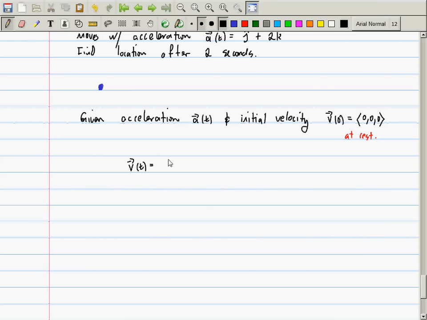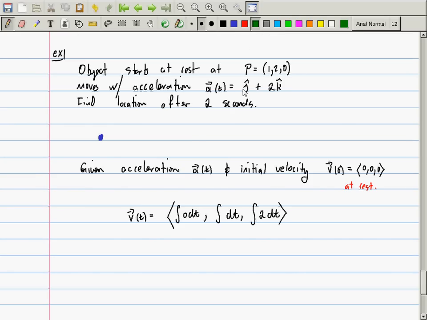will be the integral of 0 dt in the first coordinate, the integral of 1 dt in the second coordinate, and the integral of 2 dt in the third coordinate. Okay, so where did this come from? I pulled this out of thin air. How did it come? Right, that's from this piece right here, from the acceleration.